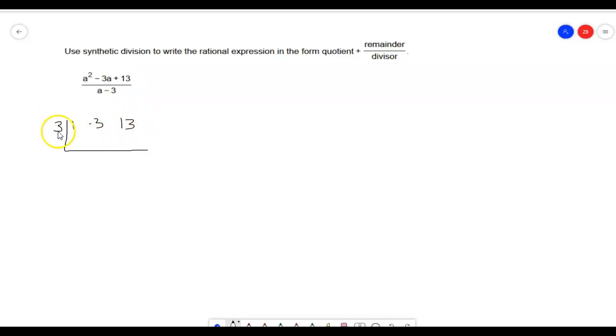My divisor on the outside, if I'm given it in factored form or as a factor here, is always going to be the opposite sign of whatever's there. And then I set it up just like this.